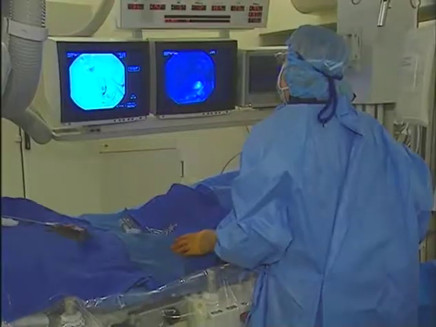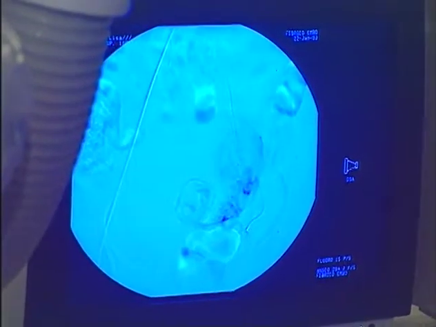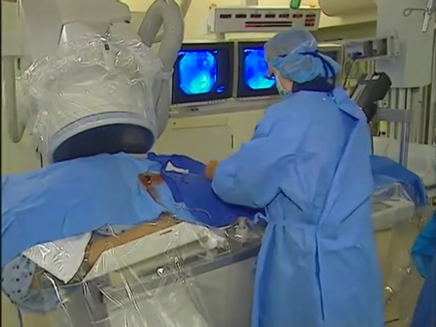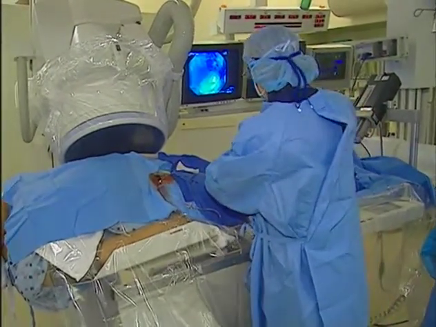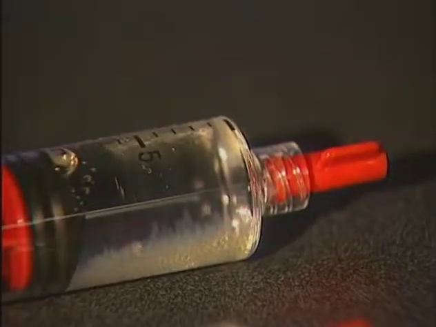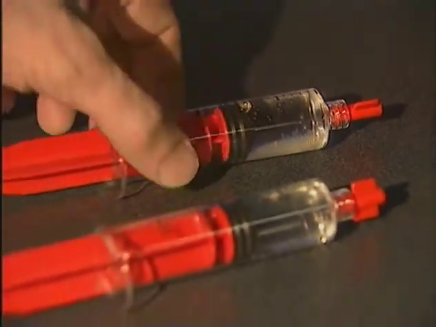Once inside the main uterine artery, the catheter is placed into the right and left uterine arteries. Pictures are taken to determine the best position for the catheter in order to accurately perform the embolization. Next, the material used to block the blood vessels feeding the fibroids is prepared.